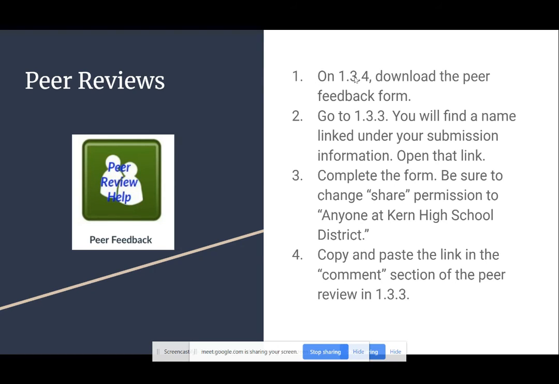Here's what you have to do. On 1.3.4, when you get there, you're going to download the Google form that's there. Then you're going to go back to 1.3.3, which is where you submitted the letter. In the little section in the upper right-hand corner where it says success, because you successfully submitted the assignment, there will be a link that appears that has the name of that student underneath it. Just click that link, their letter will pop up. Then fill out the information on the form you downloaded. You'll want to make sure that you change the share permission on that to anyone at the current high school district, so that Ms. Paulson can see it, somebody else can see it. Then you copy and paste the link in the comment section of the peer review.